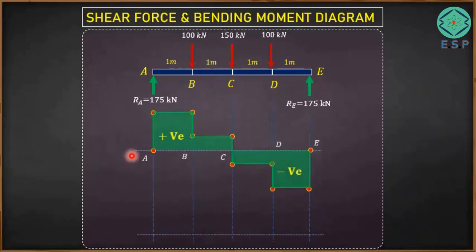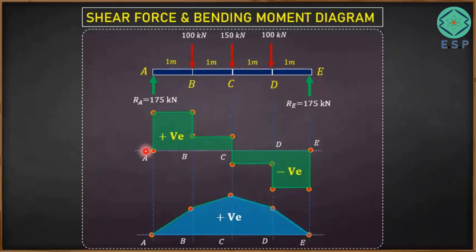So this was the shear force diagram we have already drawn. Now on this axis I am going to show you the bending moment diagram. So this represents the bending moment diagram. So the above one is called the shear force diagram and this one is called the bending moment diagram.